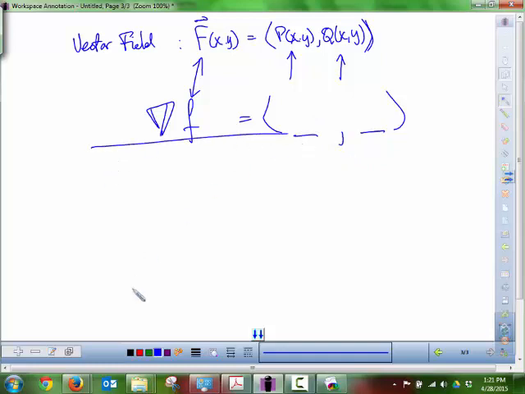So let's take a look at an example of one of these things. Say f of x, y is equal to, I don't know, something easy or something hard. Well, let's just say x squared plus 2xy plus y to the third. Right? So this is a function. By the way, I'm going to start referring to this not as a multivariate function, which it is, but as a scalar function.